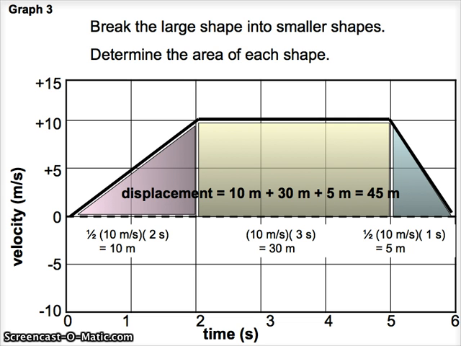Now again, if the question had asked about distance traveled, that would also be 45 meters, because this object only goes in the positive direction. All values of v are positive on this graph.